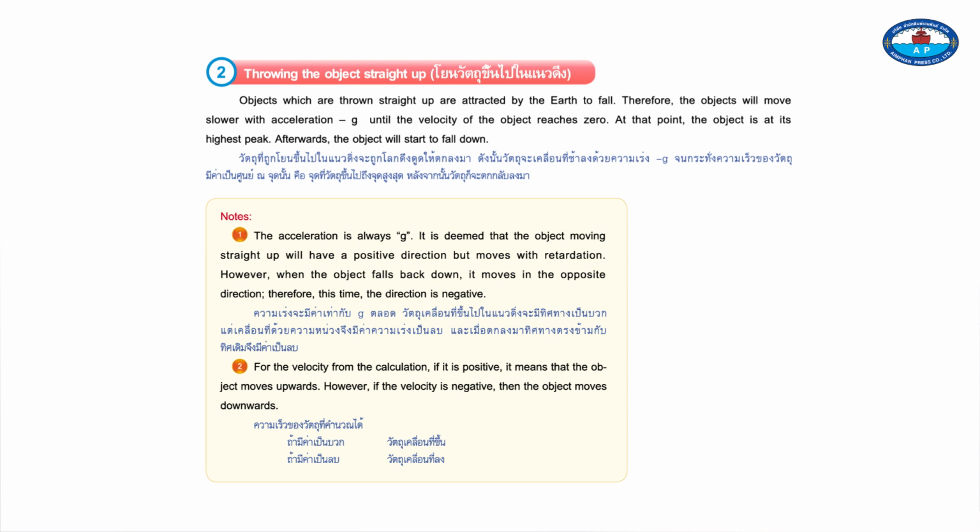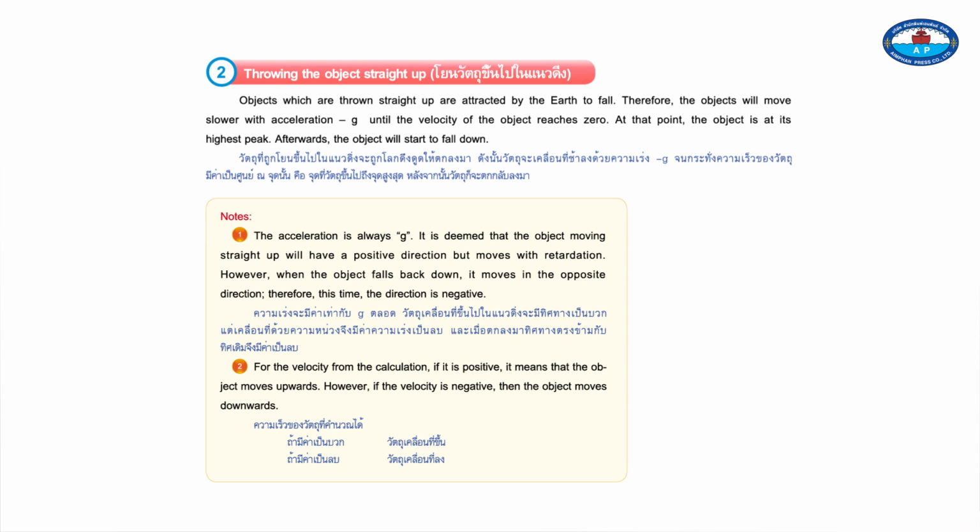Notes. 1. The acceleration is always g. It is deemed that the object moving straight up will have a positive direction but moves with retardation. However, when the object falls back down, it moves in the opposite direction. Therefore, this time, the direction is negative.